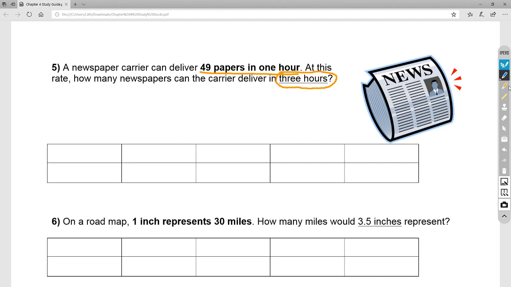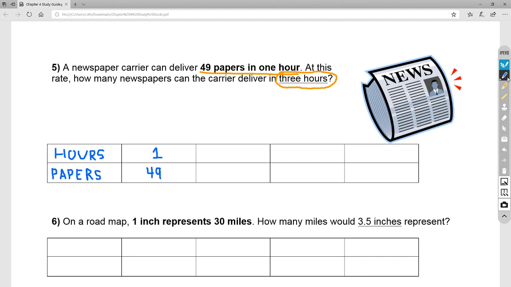This helps us to figure out how to set up our table. Since we're looking for hours, I'm going to put hours on the top, and papers would have to be on the bottom. Then in the first column, we write the first piece of information that's given to us. So in 1 hour, they can deliver 49 papers.